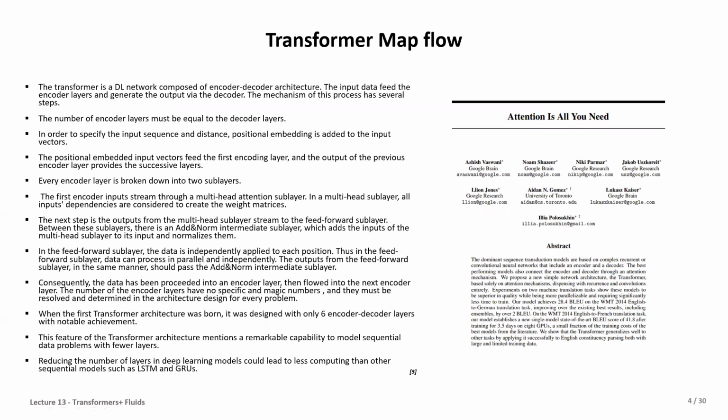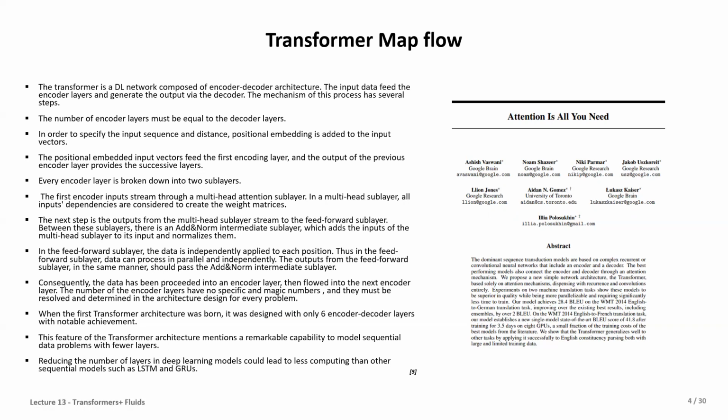The transformer came from the paper Attention Is All You Need, which explained the transformer. Based on this paper, the transformer is a deep learning network composed of encoder and decoder architecture. The input data feeds the encoder layers and generates the output via the decoder. The mechanism of this process has several steps. The number of encoder layers must be equal to the decoder layers. So this is an important point regarding the transformer.